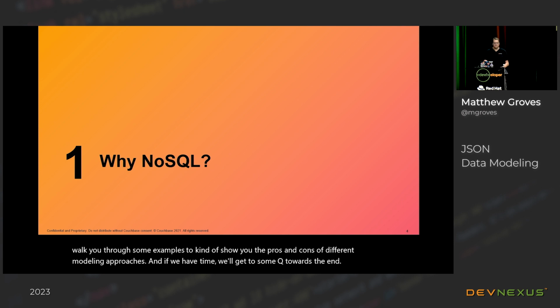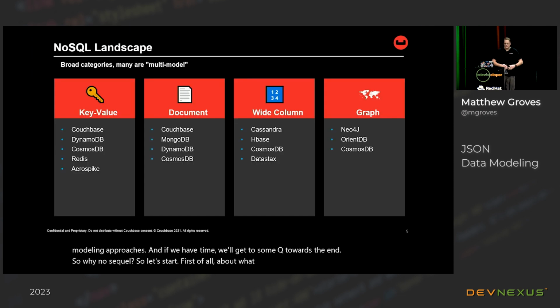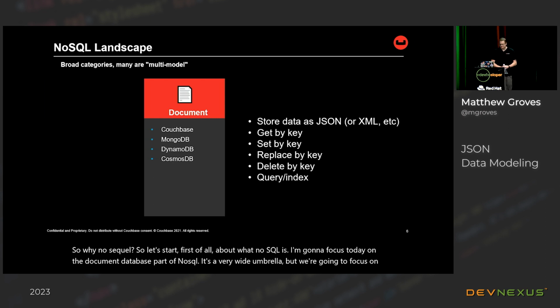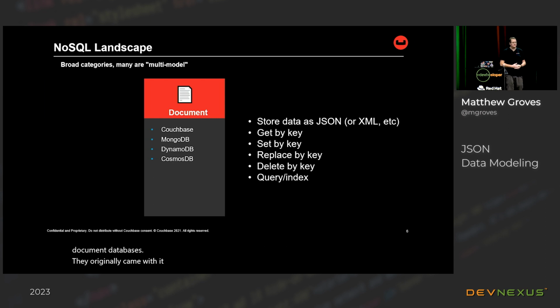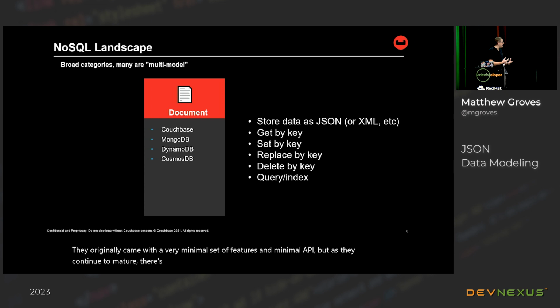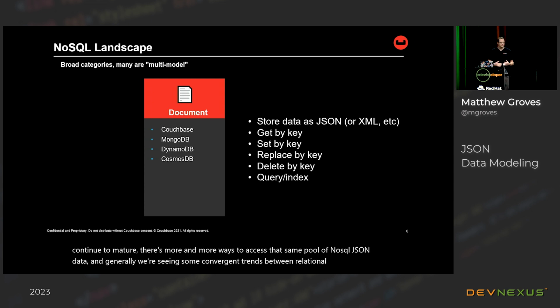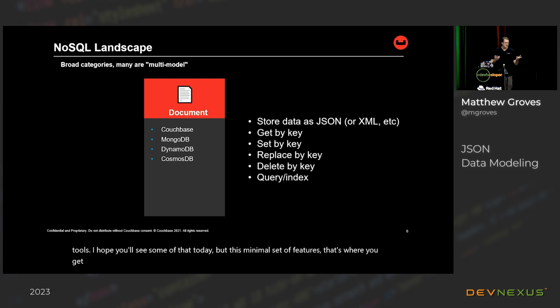So why NoSQL? So let's start first of all about what NoSQL is. I'm going to focus today on the document database part of NoSQL. It's a very wide umbrella, but we're going to focus on document databases. They originally came with a very minimal set of features and minimal API, but as they continue to mature, there's more and more ways to access that same pool of NoSQL JSON data. And generally, we're seeing some convergent trends between relational tools and NoSQL tools. I hope you'll see some of that today. But anyway, this minimal set of features, that's where you get the buzzword NoSQL, because NoSQL is not an option up there, except we're going to see kind of a reversal of that later today.